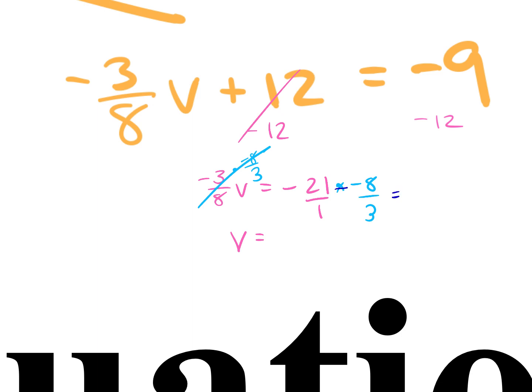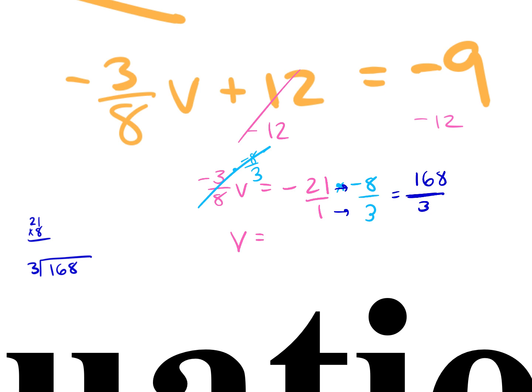I can multiply straight across. So 21 times 8 would be 168. Awesome, 168. If you don't know that just off the top of your head, write it down. Do 21 times 8 and multiply it out. So 168 over 3. Can I divide this?